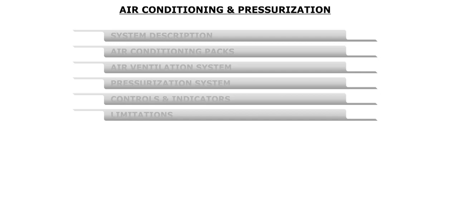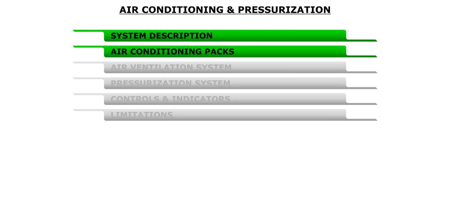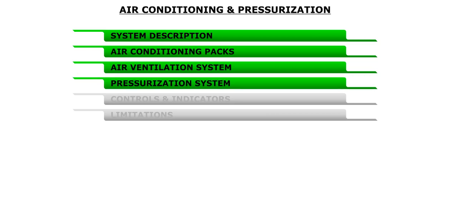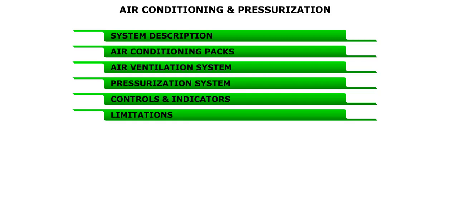In this module, we will examine the air conditioning and pressurization systems of the aircraft. First, we will start out with a brief system description. Next, we will look at the air conditioning packs. After that, we will go over the air ventilation system. Next, we will explore the pressurization system. Finally, we will review the controls and indicators associated with each system, as well as some limitations.